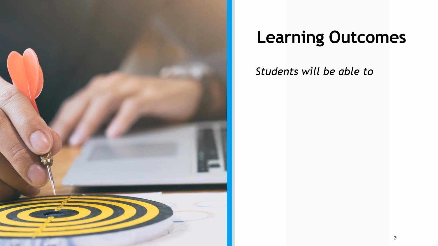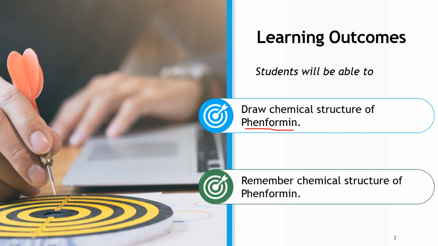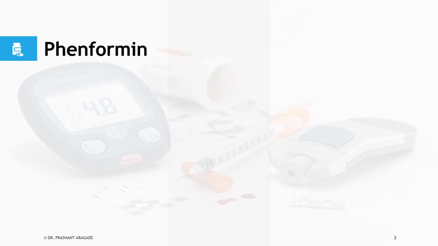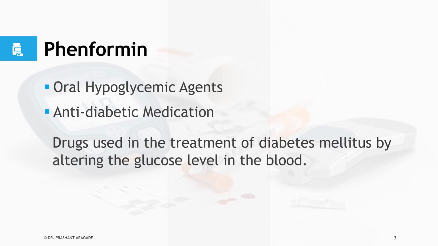At the end of this learning video, you will be able to draw the chemical structure of fenformin, and you will be able to remember the chemical structure of fenformin. Fenformin is an example of oral hypoglycemic agents. That is, the antidiabetic medications which are taken by oral routes are called oral hypoglycemic agents, and these drugs are used in the treatment of diabetes for lowering the blood glucose level.